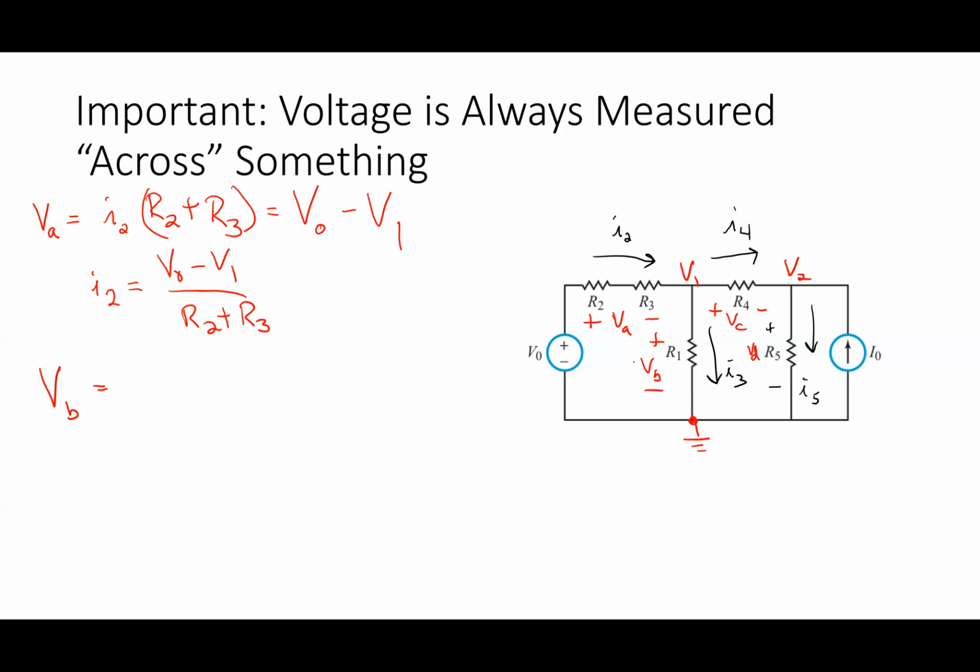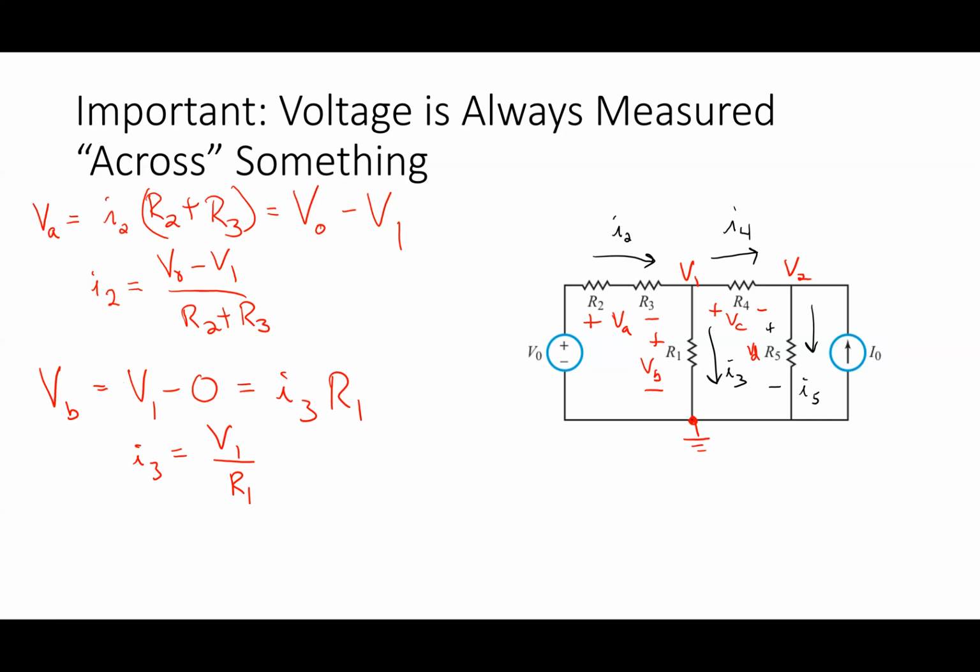Well, it is V1 minus 0, and it's I3 times R1. Like that. All right. So now I've got my other equation here: I3 equals V1 over R1, like that.